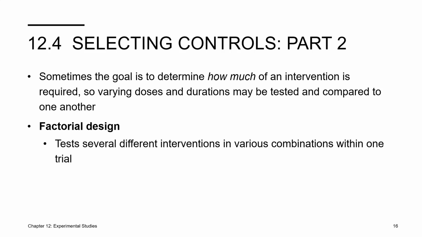And so some studies use what's called the factorial design. And the factorial design tests several different interventions in various combinations, but within one trial. So you may have a new drug, but one may have 5 milligrams of the active ingredient. One may have 10. One may have 2. And one may have 0 because it's a placebo.